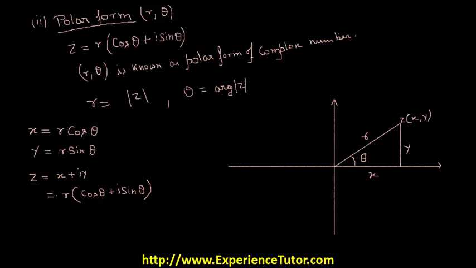z is equal to r CIS theta. Instead of cos theta plus i sin theta, we have written CIS theta, which can be written as e to the power i theta.